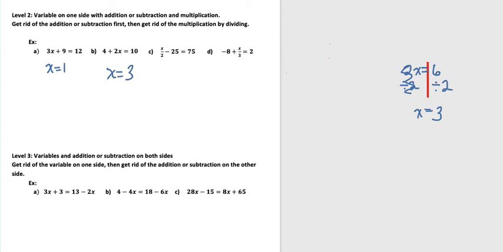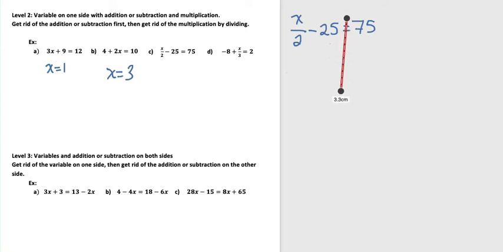Okay, so here we go. Here comes our next example, which is x over 2. Remember that x over 2 means x divided by 2. Minus 25 equals 75. So let's draw our line. We have to get rid of our addition or subtraction first. In this case, we have some subtraction. We have minus 25. So to get rid of our subtraction, we'll do the opposite. We'll add 25.